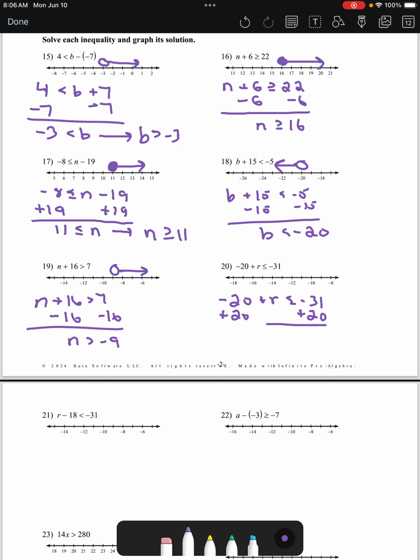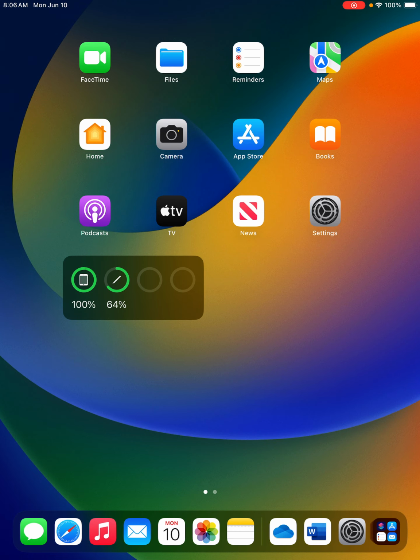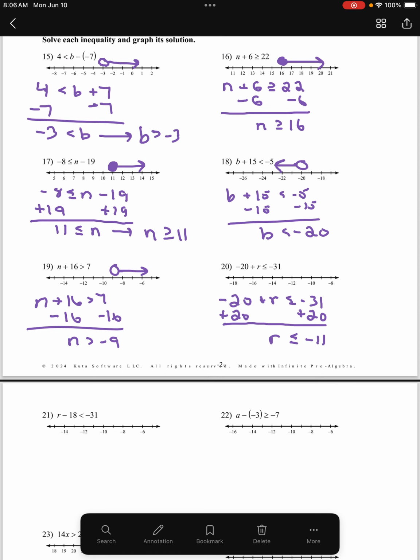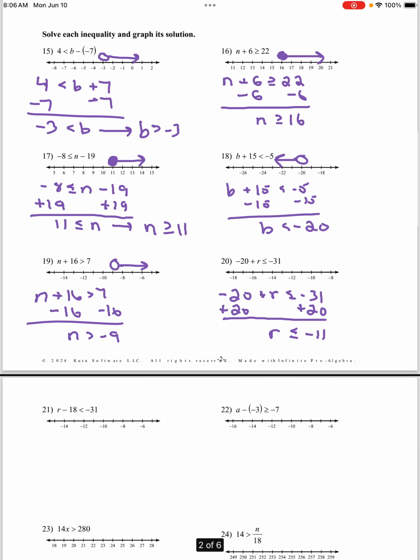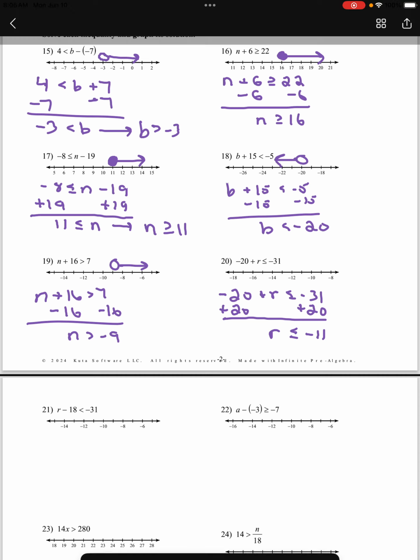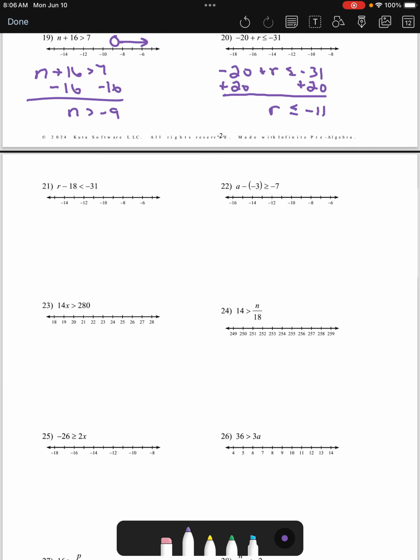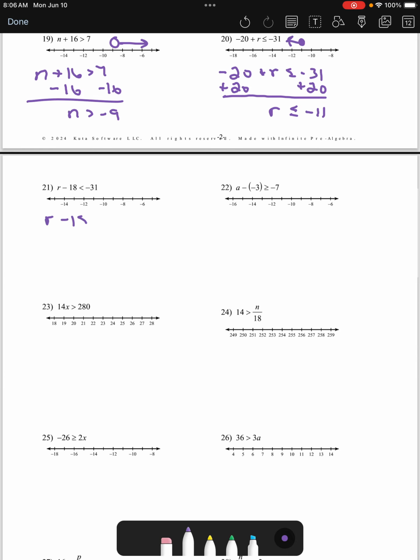In number 20, we have -20 plus r is less than or equal to -31. We will have to add 20 to both sides here in order to solve. That gets us r is less than or equal to -11. Whoops, haven't done that before. Sorry. Accidentally hit my home button while I was writing here. -11 is on our number line, so we've got a good solution. We put a filled in circle. Once we remind the iPad that we actually are working here. There we go. Put a filled in circle at -11, and we put the arrow to the left.